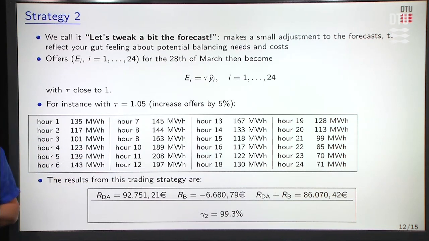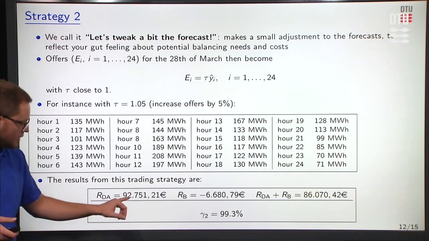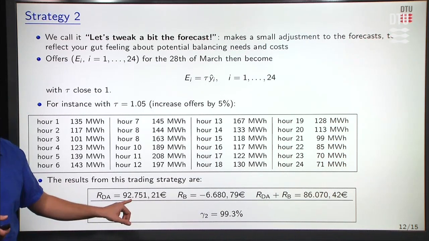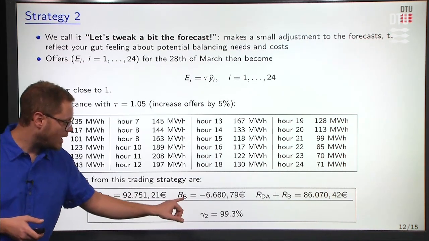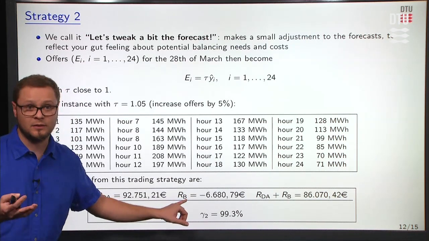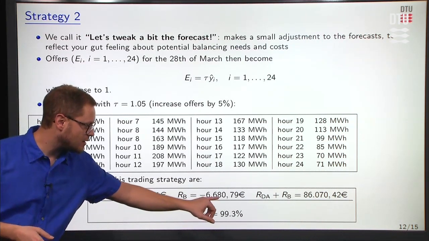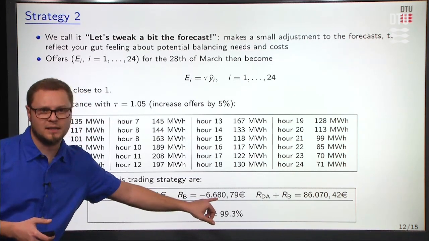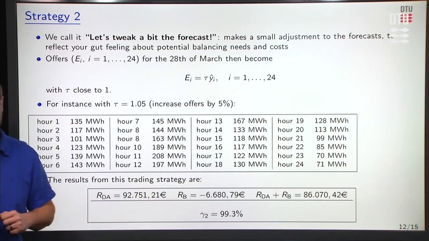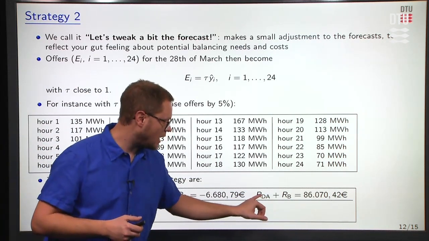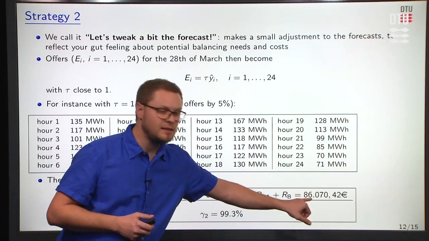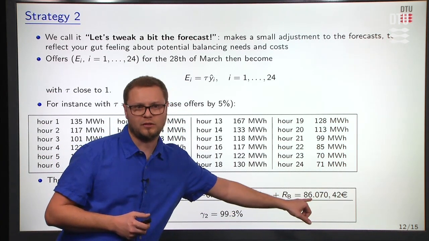We will also go through the balancing market and have to pay for the differences between our scheduled volumes, what actually happened, times the balancing prices that we looked at before. In our case here, the day-ahead revenue is 92,751 euro and 21 cents. We have a balancing revenue, which is negative, it's a payment, of minus 6,680 euro and 79 cents. It's a quite higher payment than before. But overall, RDA plus RB is equal to 80,070 euro and 42 cents.